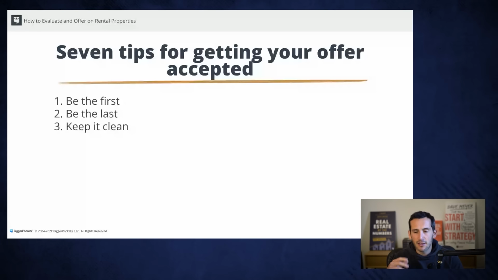Third is keep it clean. Really complicated contracts with a lot of contingencies and a lot of caveats are going to scare away a lot of sellers. So try and keep it as clean as possible.